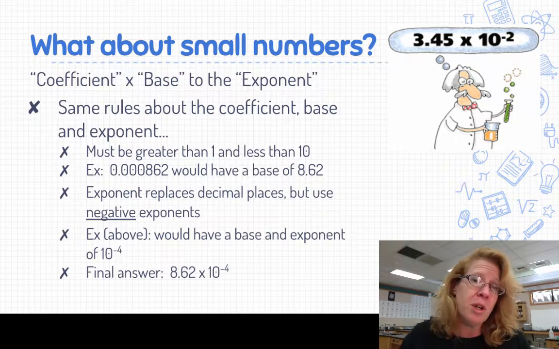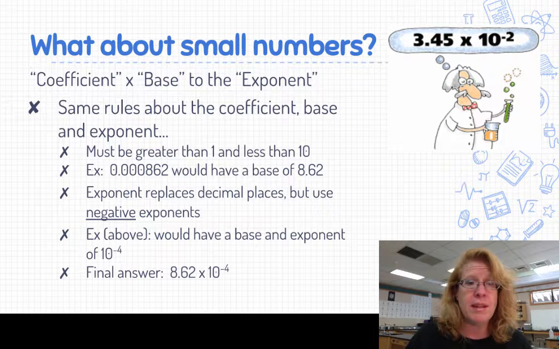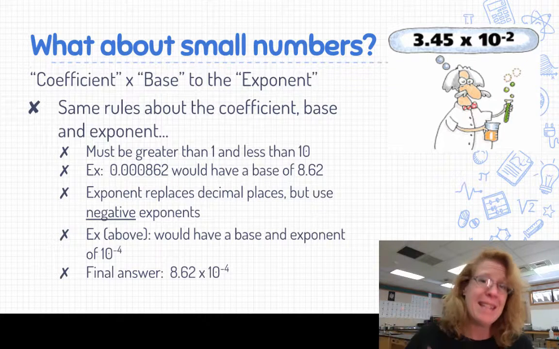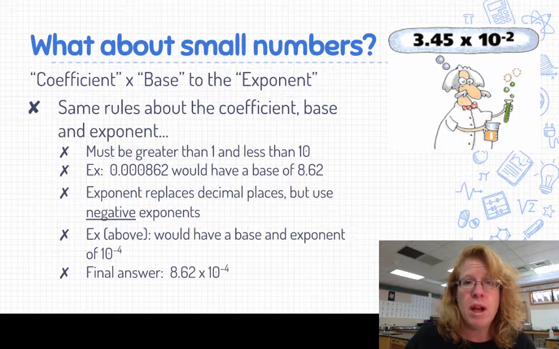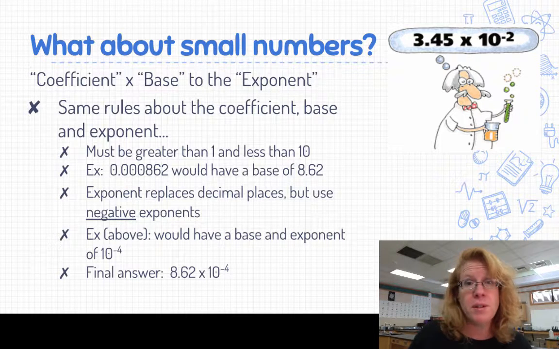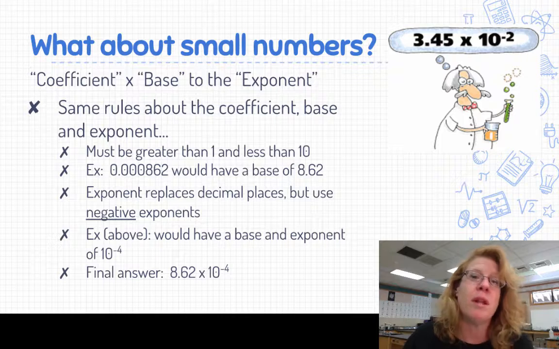Next thing is when we're counting over now, because we're moving the decimal places, we can't use positive exponents. We have to use negative exponents. We're moving the decimal to the right this time. So we would say in the one example that I've got there, you're moving it over 4 spots, so it's got to be to the negative 4th power. So our final answer here would be 8.62 times 10 to the minus 4th. So whenever you see a negative exponent in a scientific notation, that's telling you it's a tiny number. It's a number less than 1.